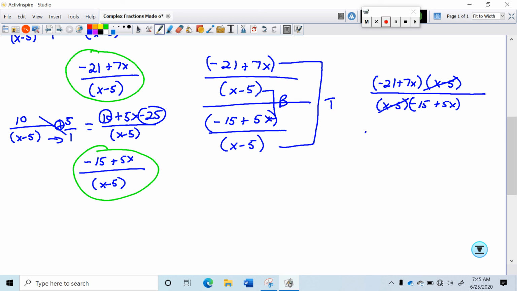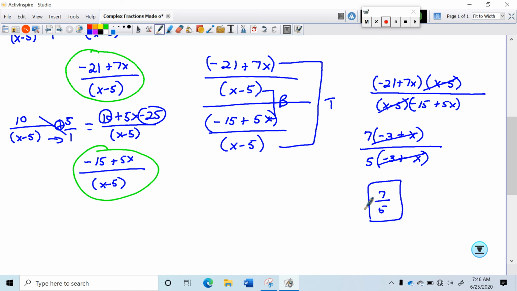So like I said before, I'll take a 7 out of the first one. So negative 21 divided by 7 is negative 3 plus 7 times x. You take the 7 out, you've got the x left over. And on the denominator, I can divide 15 and 5 by 5, so let's do that. Negative 15 divided by 5 is negative 3 plus 5 times x. I took the 5 out, so that's an x left over. Now you can see this binomial cancels. So all that work, and my final answer is 7 over 5. There aren't any variables left in my answer.